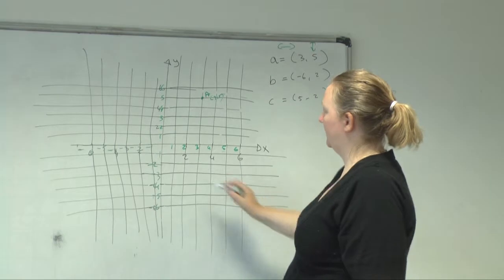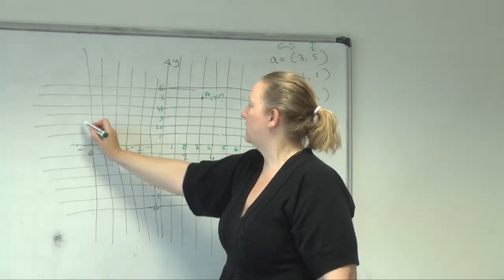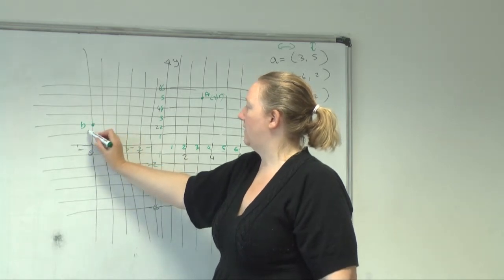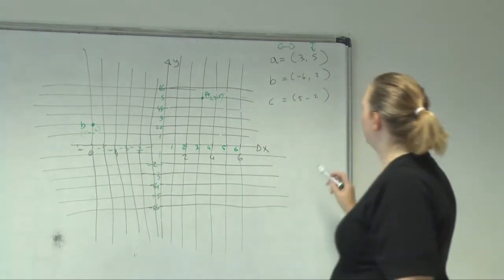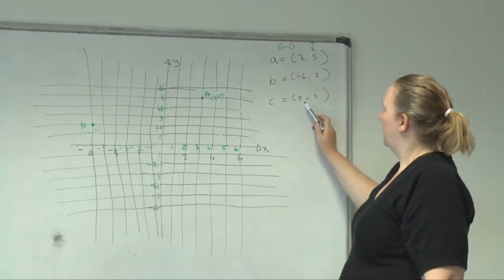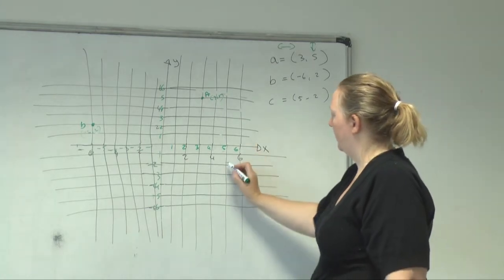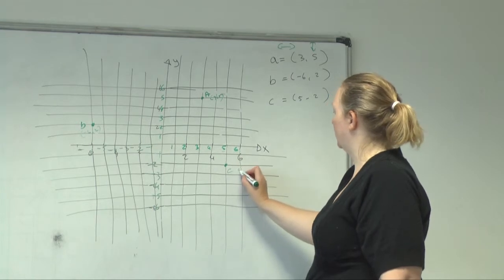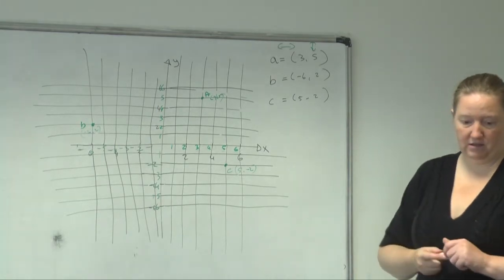B is (-6, 2), so back to -6, up to 2. Draw your point, that's B. Okay, so that's (-6, 2). C is (5, -2), so you go over to 5, down to -2. That's your C, which is (5, -2). And that's all you have to do for the first thing.